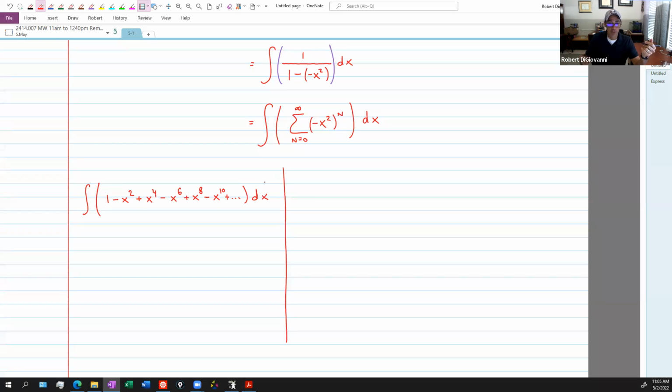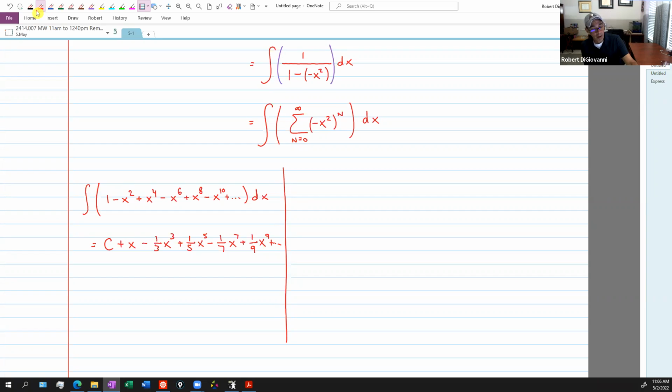Let me integrate each of those now. So this will be equal to, antiderivative of 1 is x. Well, I should put a plus C here. And then we do x, then minus 1/3 x cubed, then plus 1/5 x to the 5th, then minus 1/7 x to the 7th. I'll do one more. Plus 1/9 x to the 9th, plus dot dot dot. That would be the power series for inverse tangent.